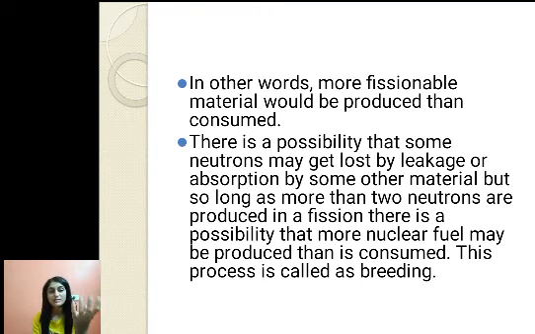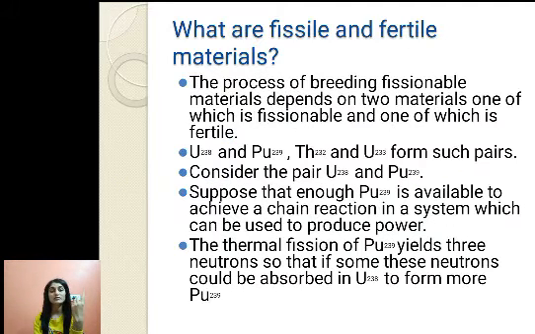There is a possibility that some neutrons may get lost by leakage or absorption by some other material, but so long as more than 2 neutrons are produced in a fission, there is a possibility that more nuclear fuel may be produced than is consumed. If we are able to produce more fuel than we are consuming, that process is called breeding. You should be aware of this terminology.